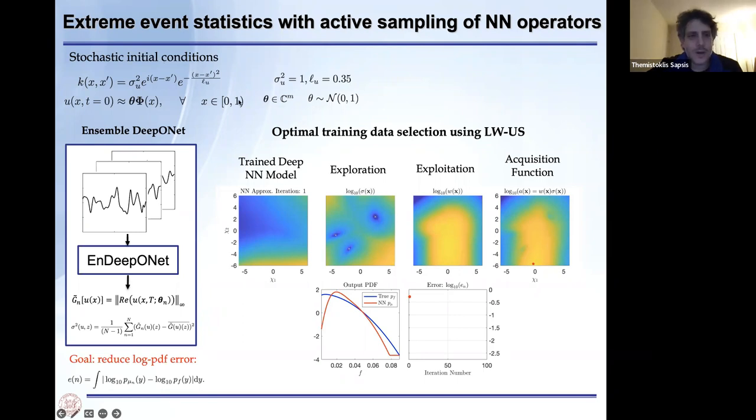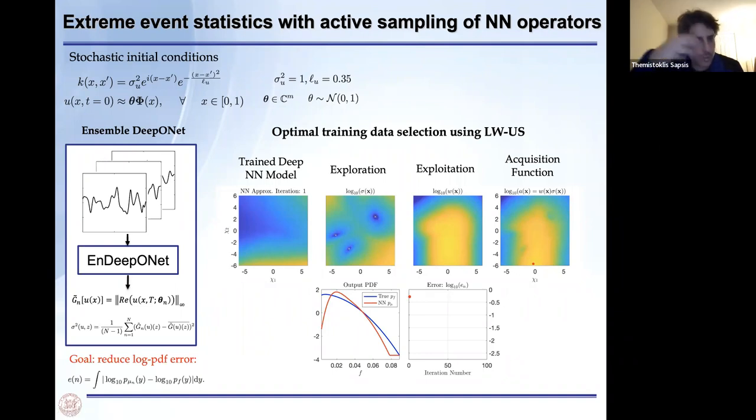So here we are representing the initial conditions as stochastic, and this is in a finite dimensional approximation. Theta is the finite dimensional vector that defines the initial conditions. The black box, which is the simulator, gives us the quantity of interest, which is the spatial maximum of the real part of the response.